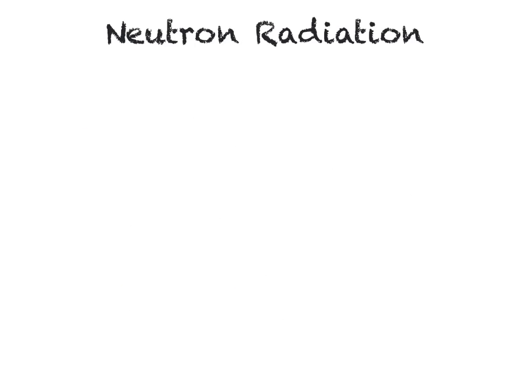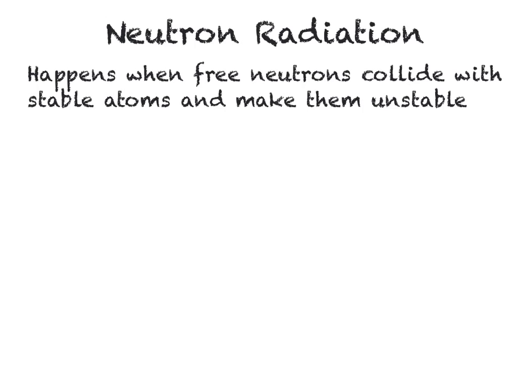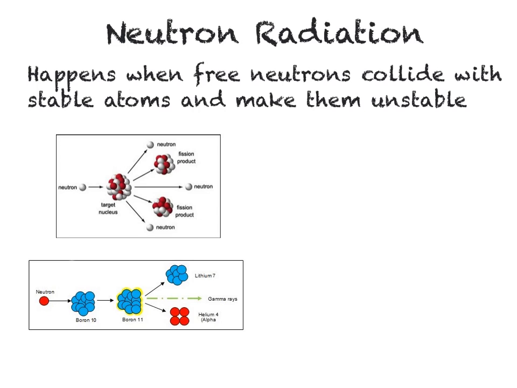The final form of radiation we're going to look at is neutron radiation. Neutron radiation happens when free neutrons hit stable atoms and make them unstable. In this way, it can be seen as a form of indirect radiation, as the unstable nucleus will then go through alpha or beta decay.